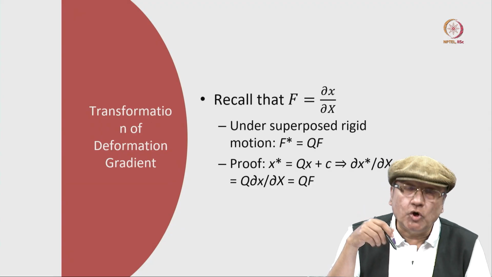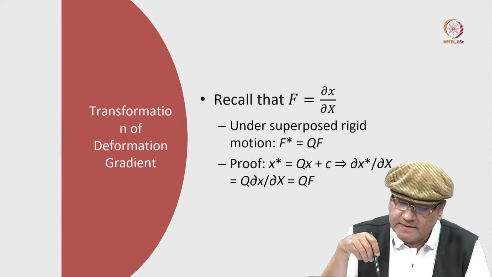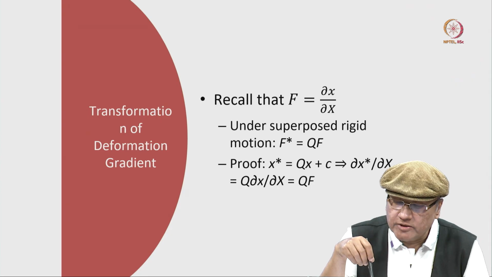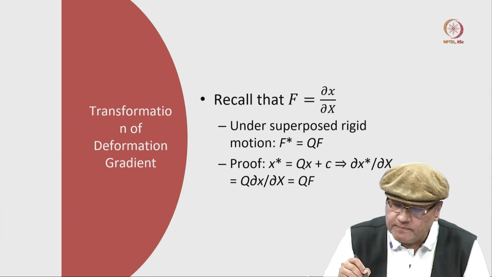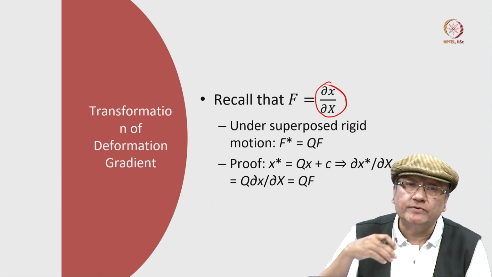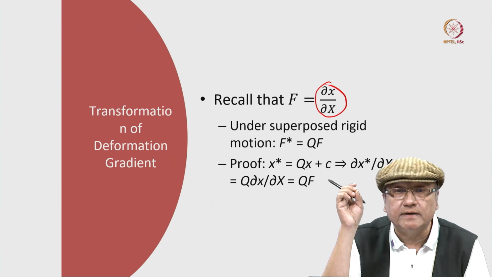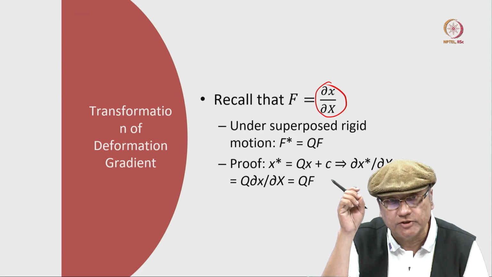Now I would jog your memory a bit to the facts that we already know, that the deformation gradient is given by the gradient of small x with respect to the capital X. Recall that capital X is the coordinate for the referential configuration, right.